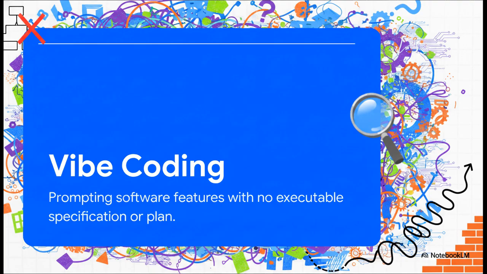We've all seen it, right? It's when someone prompts a software feature with 0 executable specifications and absolutely no plan, basically hoping the AI can just read your mind. Actually, it's more like hoping the AI builds the entire app while you grab a coffee. When you start without a rigorous plan, you are practically guaranteeing failure. You might get code fast for sure, but you definitely won't get the correct code.